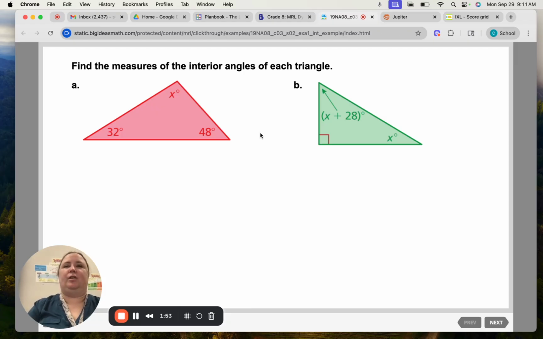All right. So example 1, write this in your journals. Everybody ready? Find the measures of the interior angles of each triangle. So for A, we have 32 degrees, 48 degrees, and an unknown x degrees. So can we create an equation to solve for that x? So you're going to say x plus 32 plus 48 equals what? 180. Now can we simplify and solve?